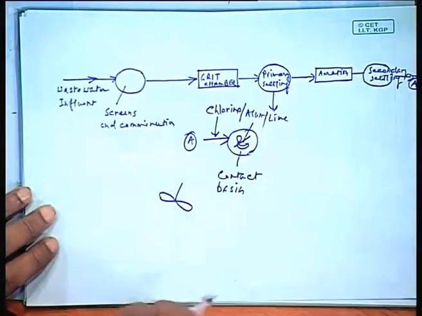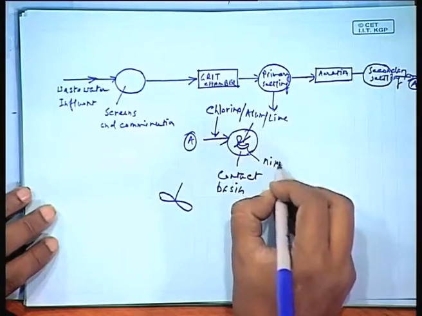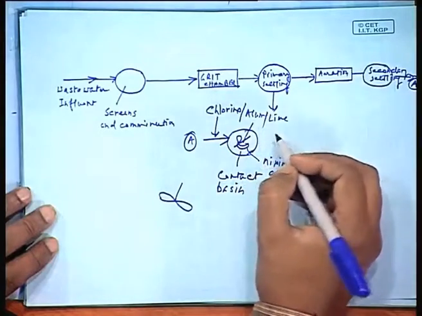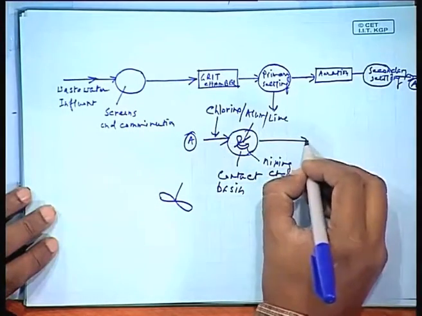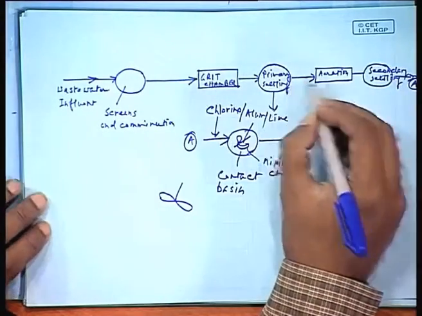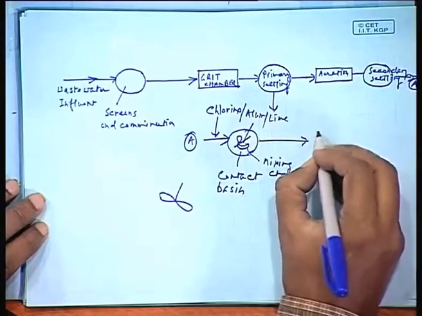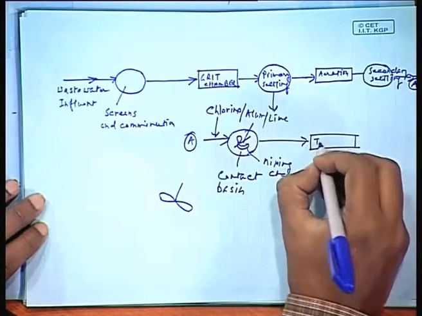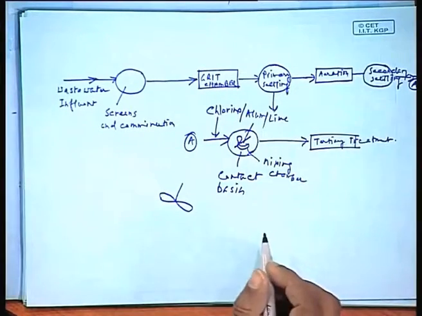Okay, I think I made a mistake here. So, this is a mixing chamber. Then we go for the mixing chamber. This is the primary settling. Then the mixing chamber, then it will go for the secondary. This is primary settling, aeration, secondary settling. After this, we go for tertiary treatment. So, here this is called the tertiary treatment. You can see this is the process.